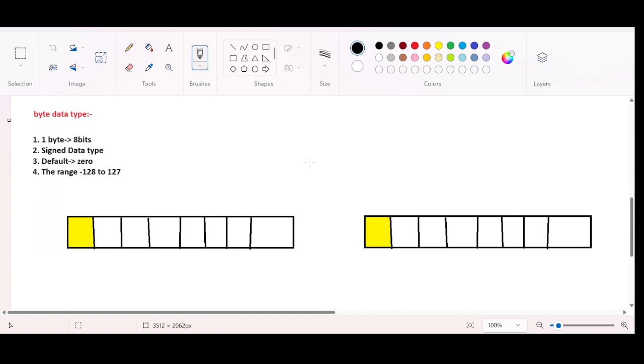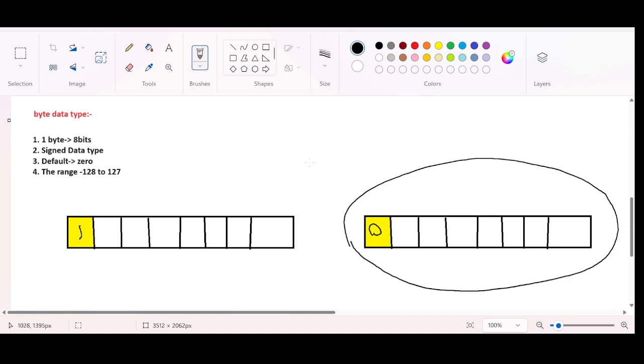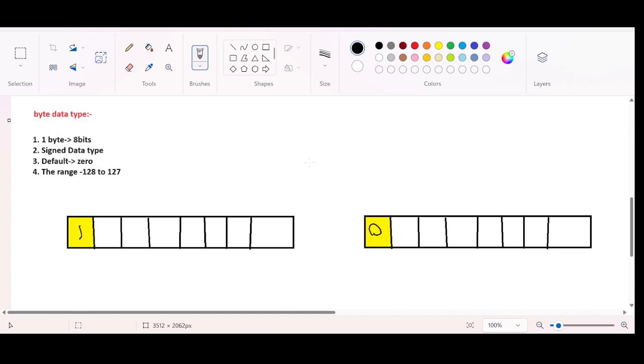If you find that the leftmost bit is 1, it represents a negative number, a negative signature. When you find the leftmost bit as 0, this particular block of memory, this collection of bits, represents a positive number. Very simple: if you find 1, it is a negative number. If you find 0, it is a positive number.